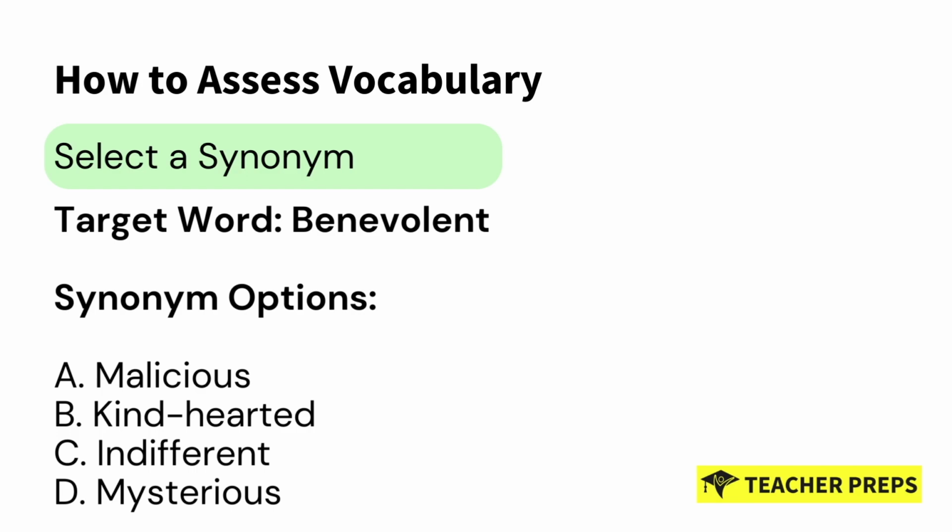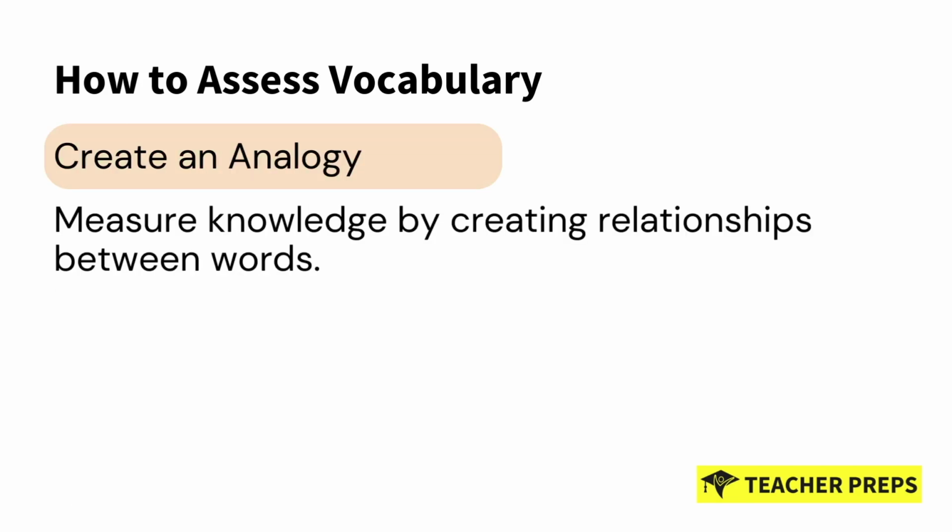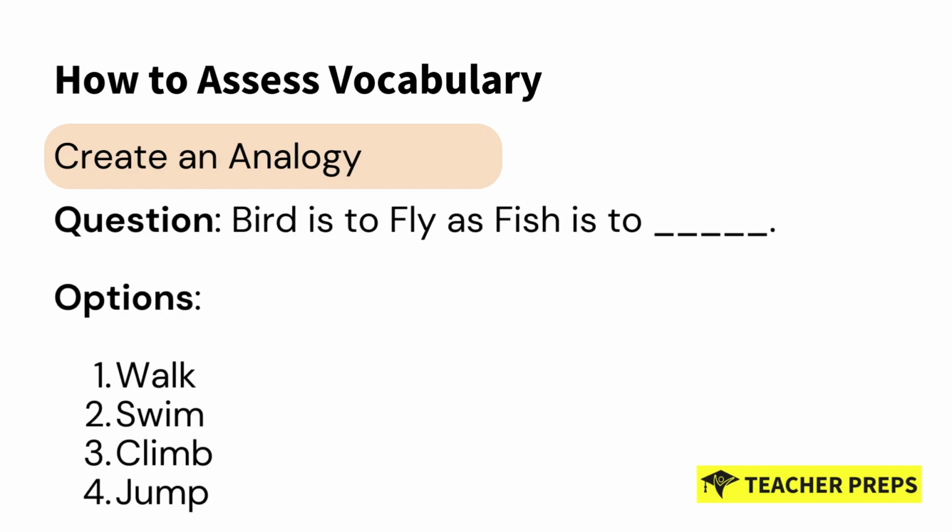And finally, one more example that you might see on your exam, analogies, which measure knowledge by creating relationships between words. Let's look at an example. Question, bird is to fly as fish is to walk, swim, climb, jump. The correct answer that the student should circle is swim.